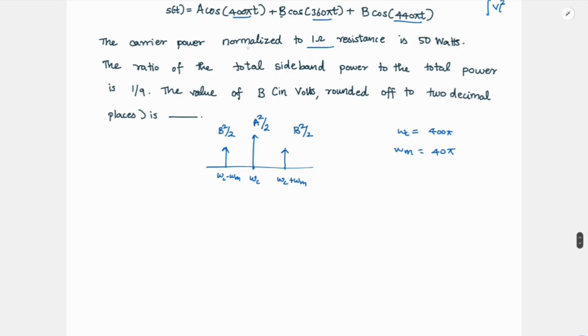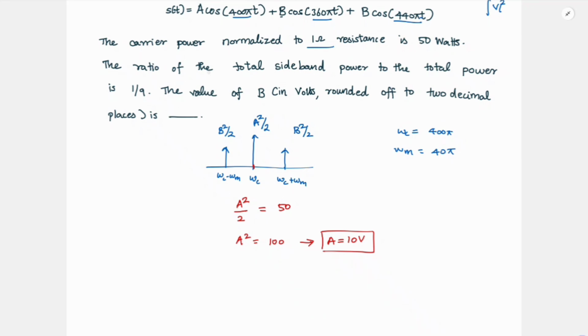Then what they have given: the carrier power normalized to 1 ohm resistance is 50 watts. So what is the carrier power? A square by 2. So A square by 2 is equal to 50 watt, so A square is equal to 100. So A is equal to 10 volt.